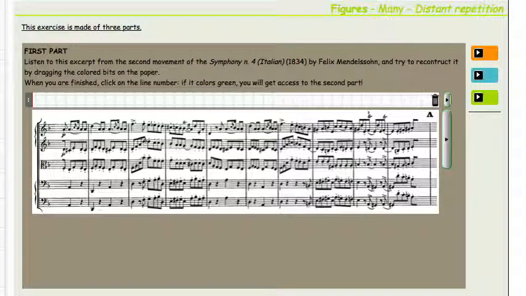In this exercise, we are asked to recompose the second movement of the Italian Symphony by Felix Mendelssohn. Not all the movement, of course, just an excerpt from this movement, and by dragging the colored bits as we usually do. And there is one particular thing in this exercise, and it is that it is made of 3 parts.